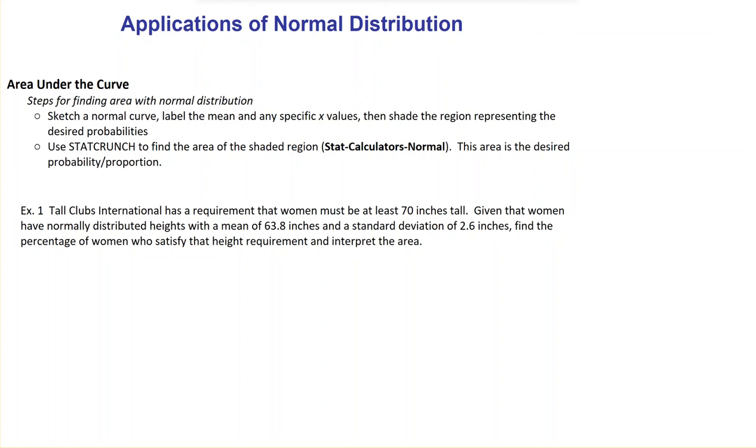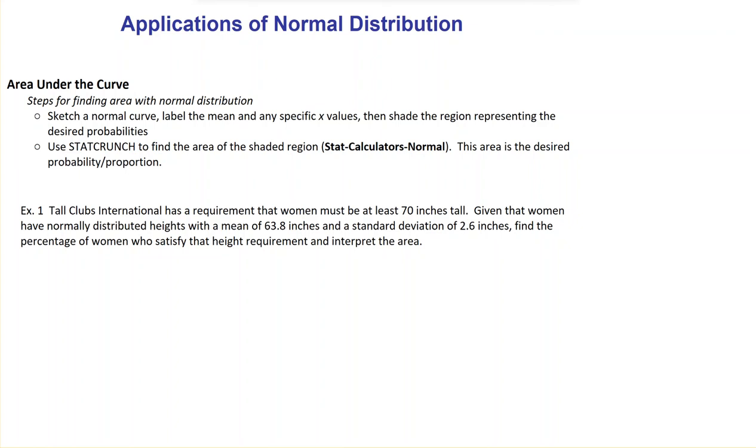Now we're ready to look at how do I find the area under the curve. And again, we're going to do that using technology in StatCrunch. So this example says Tall Clubs International has a requirement that women must be at least 70 inches tall. Given that women have a normally distributed height with a mean of 63.8 and a standard deviation of 2.6, find the percentage of women who satisfy that height requirement and interpret the area.